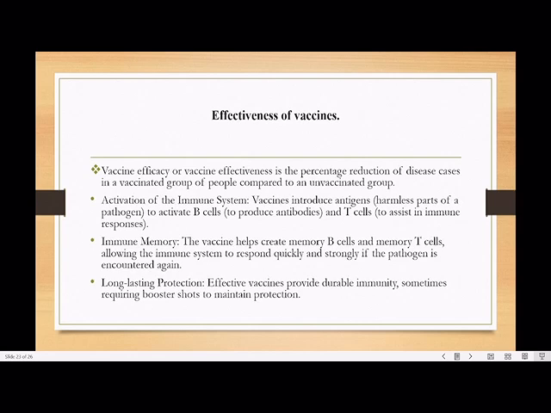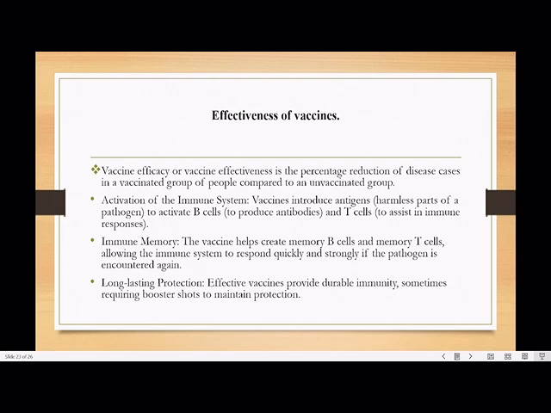For example, let's talk about activation of the immune system. Vaccines introduce antigens to activate B cells and T cells in the body. We know the responses of the T cells assist the immune responses. We have immune memory. The vaccine helps create memory B cells and memory T cells, allowing the immune system to respond quickly and strongly if the pathogens are encountered.